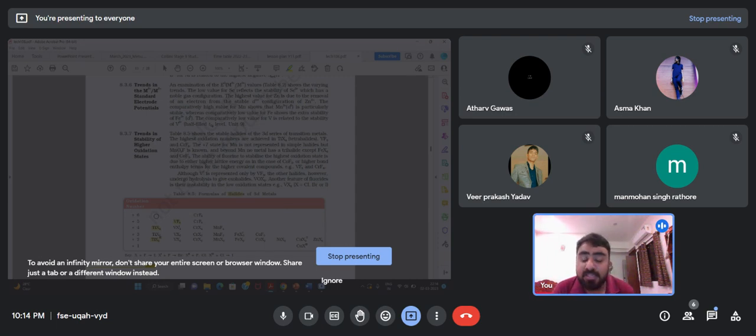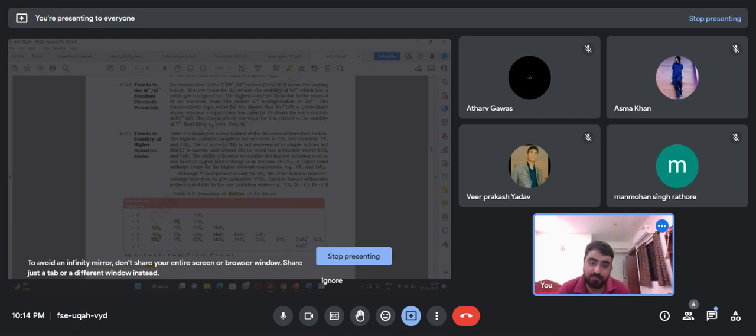What I wanted to say is higher oxidation states are actually stabilized by only and only fluorine. Why only fluorine? Because fluorine is very much electronegative in nature as compared to other halides. Okay, so remember this, higher oxidation state means here vanadium the oxidation state is plus 5. So that will be stabilized by only and only fluorine over here.